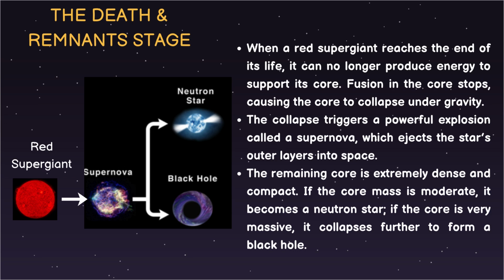The remaining core is extremely dense and compact. If the core mass is moderate, it becomes a neutron star. If the core is very massive, it collapses further to form a black hole.